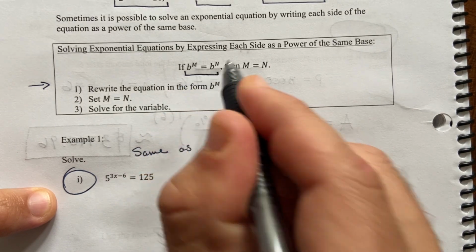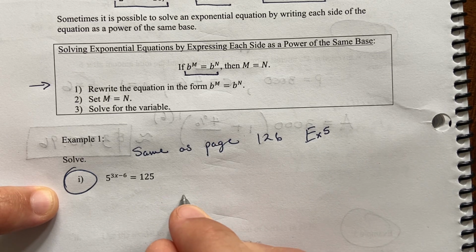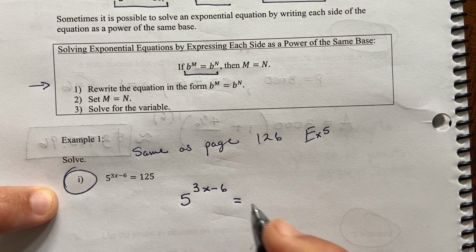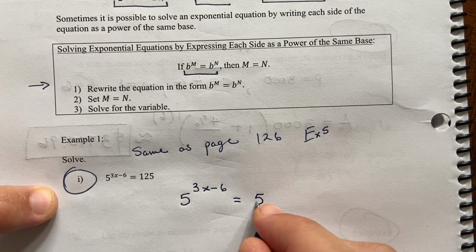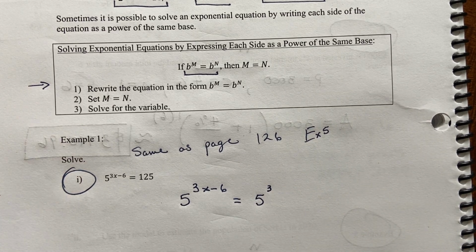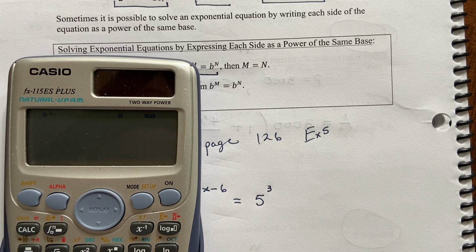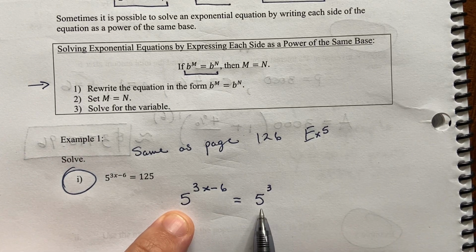So I'm looking at this. We've used this before, actually, on page 126, example 5. But just as a reminder, if we have 5 raised to the 3x minus 6, set equal to 125, well, 125, luckily, is the same as 5 cubed. Just to show you that here, 5 cubed, there's that 125. So 125 is literally the same as 5 cubed.